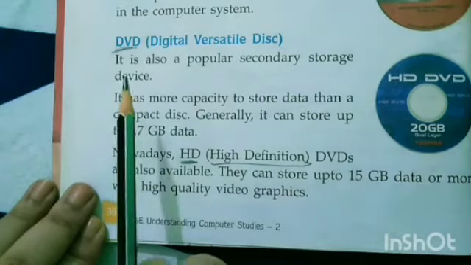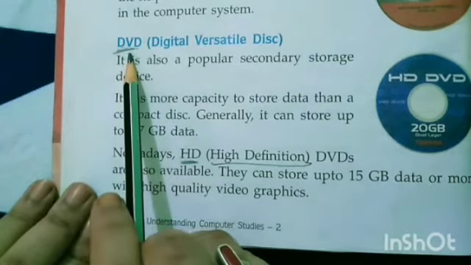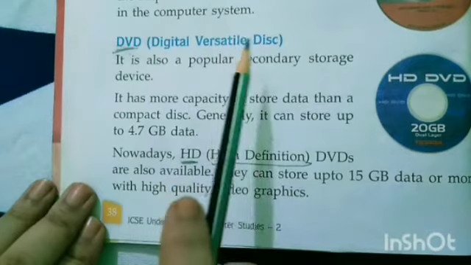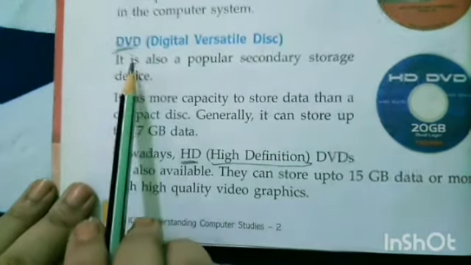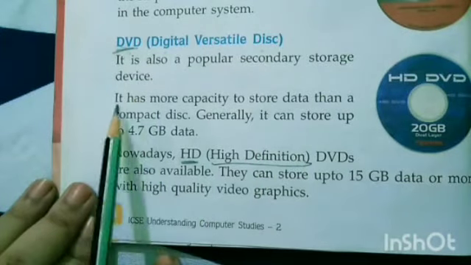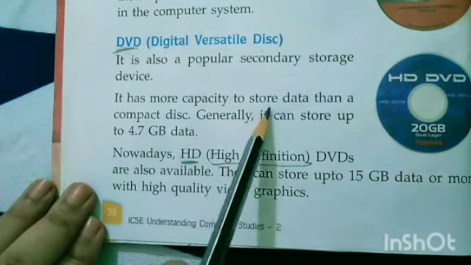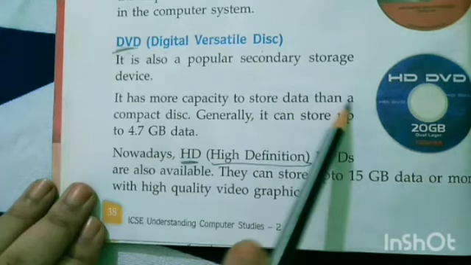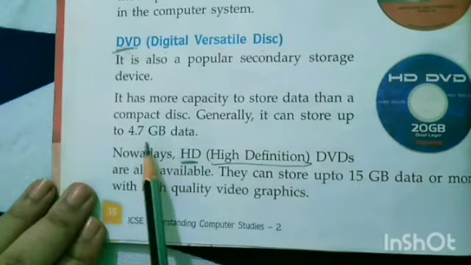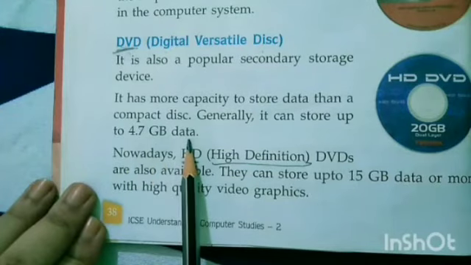The next storage device is DVD. Now what is the full form of DVD? Digital Versatile Disc. It is also a popular secondary storage device. It has more capacity to store data than a disk. Generally, it can store up to 4.9 GB data.